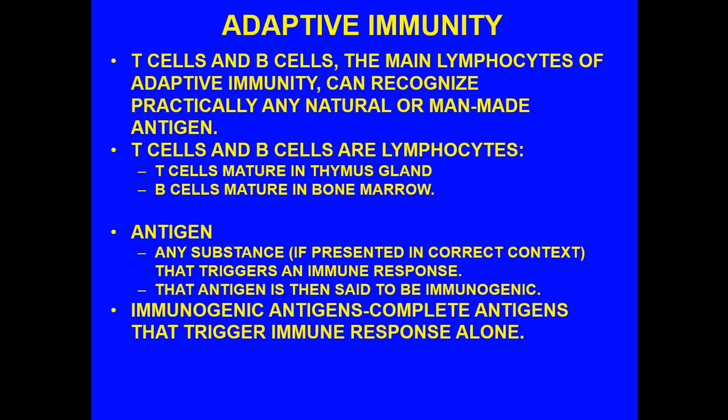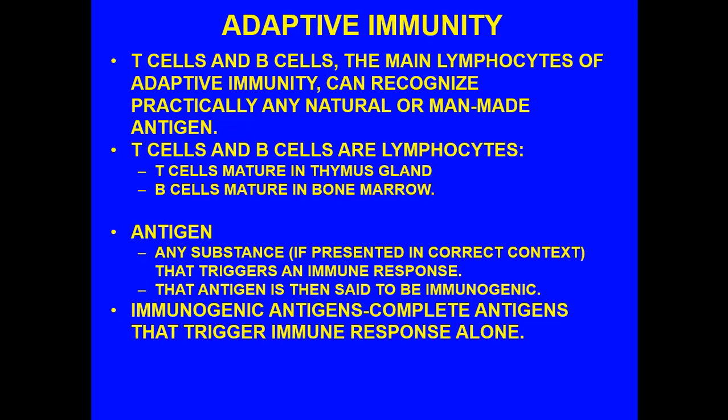Now, T cells and B cells, the main lymphocytes of adaptive immunity, can recognize practically any natural or man-made antigen. Yes, that's why today we have people having allergies or reactions to foreign substances that never were in the body beforehand. Or we have new attacks that are occurring with newly evolved viruses, bacteria, etc. As I said to you before, T cells and B cells are lymphocytes. Now, the T cells mature in the thymus gland. This is kind of like a brief refresher just to keep you remembering this. B cells mature in the bone marrow.